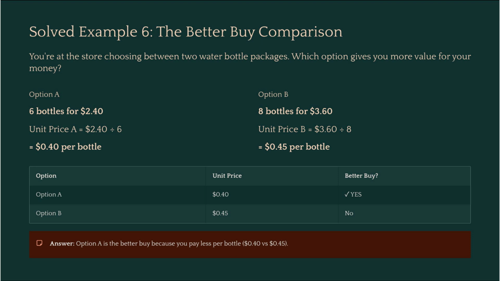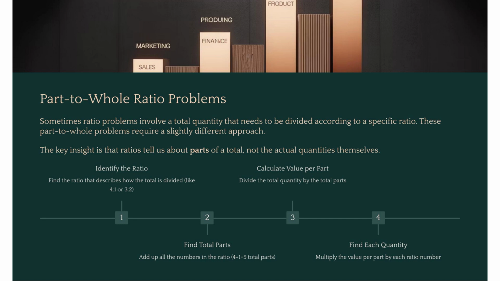Let's find the better buy in example 6. We are comparing two deals on water bottles. For option A, we divide $2.40 by 6 bottles, giving us a unit price of 40 cents per bottle. For option B, we divide $3.60 by 8 bottles, giving us 45 cents per bottle. When we compare 40 cents and 45 cents, we see that option A is the cheaper unit price, making it the better buy.